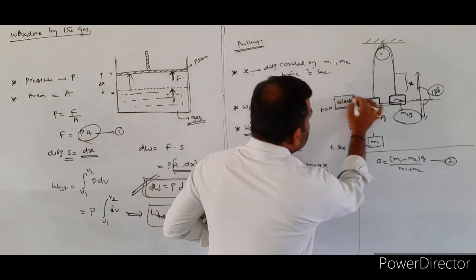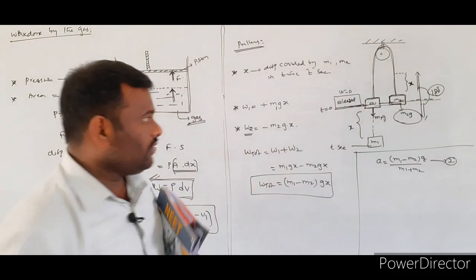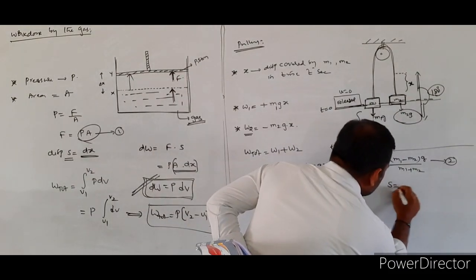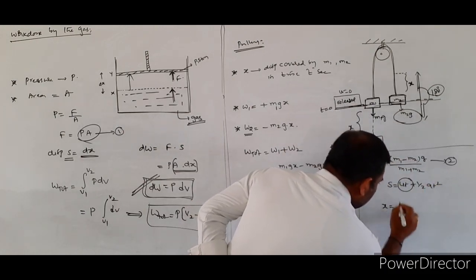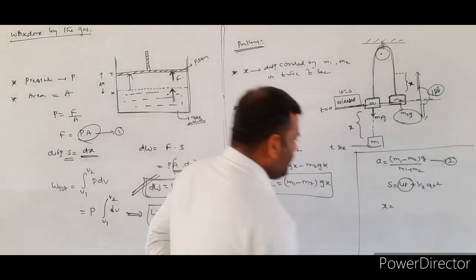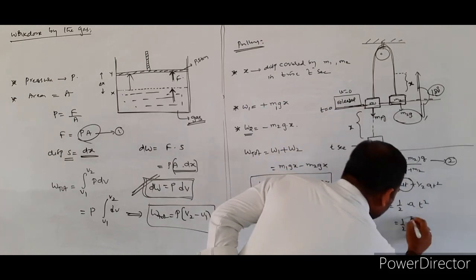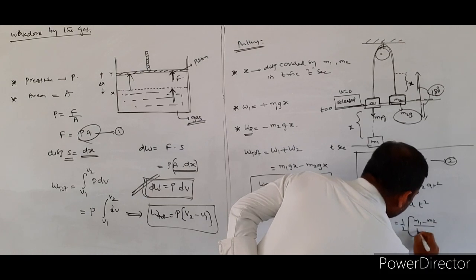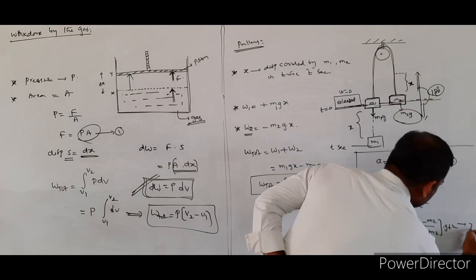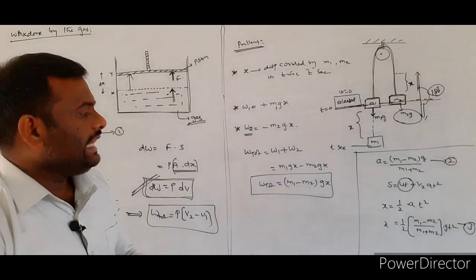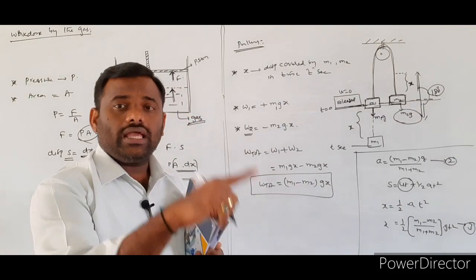See here, I told you this block will be released, which means the initial velocity is equal to 0. Therefore, displacement s is equal to ut plus half at square. Since the initial velocity is 0, the displacement, which we take as x, is equal to half into a into t square. Half into, what is the value of a? (m1 minus m2) by (m1 plus m2) into g into t square. So, this is the expression for the displacement covered by each block, either in the downward direction or in the upward direction.